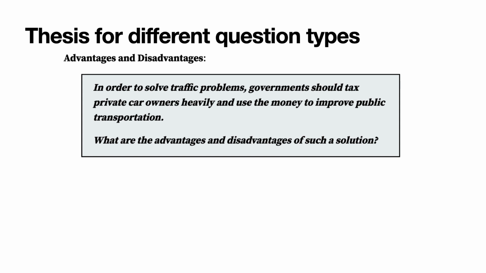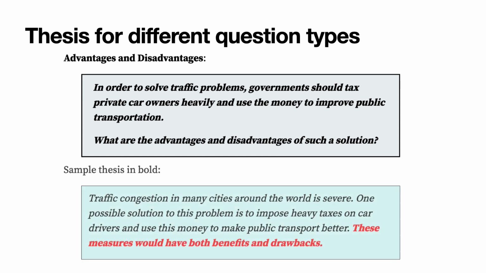Okay, and this is an advantages and disadvantages essay. So in order to solve traffic problems, governments should tax private car owners heavily and use the money to improve public transportation. What are the advantages and disadvantages of such a solution? So we can see traffic congestion in many cities around the world is severe. One possible solution to this problem is to impose heavy taxes on car drivers and use this money to make public transport better. These measures would have both benefits and drawbacks. So it's one sentence clearly stating you'll talk about the advantages and disadvantages.